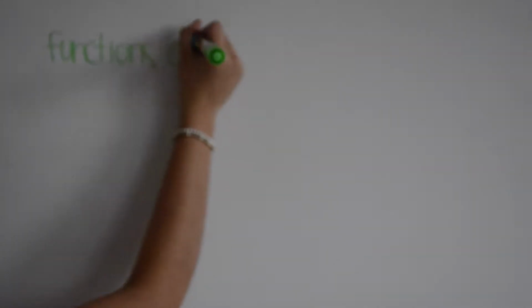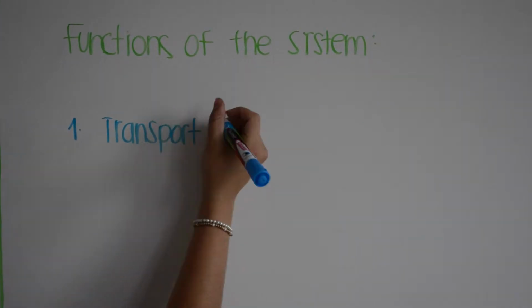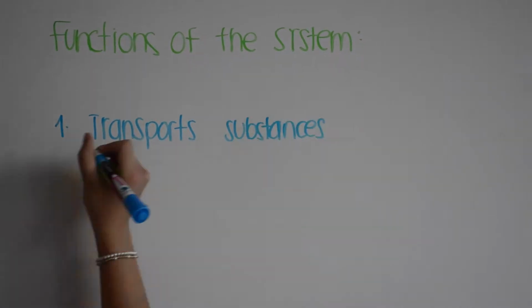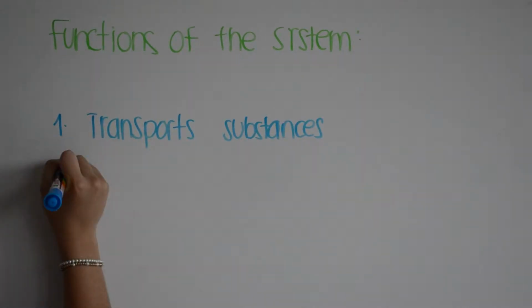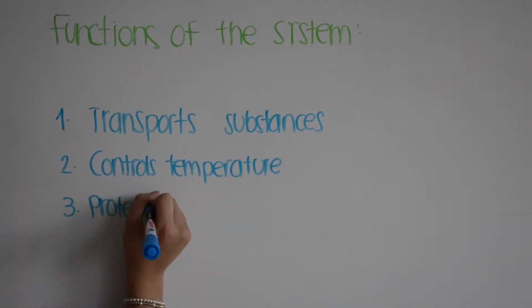The circulatory system has three functions. The first one is transporting substances around the body. These include oxygen, glucose, carbon dioxide, nutrients, water, and waste products. Also, it controls the body temperature and it protects the body.